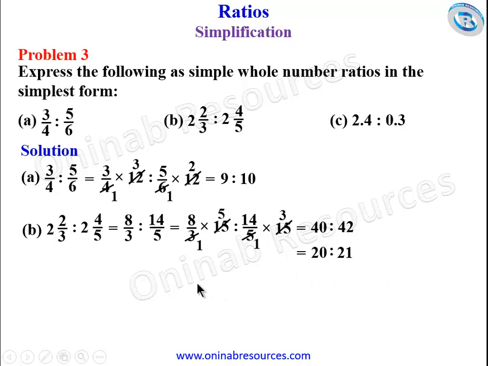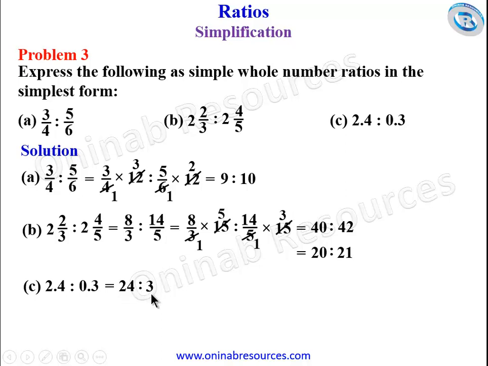We then go to problem 3C. We have 2.4 ratio 0.3. We can also multiply by 10 to remove the decimal. Since we have one decimal place here and one decimal place here, we just multiply by 10. If we have two decimal places, we will multiply by 100. Three decimal places, we multiply by 1000. Multiplying 2.4 by 10, we have 24 ratio 3.